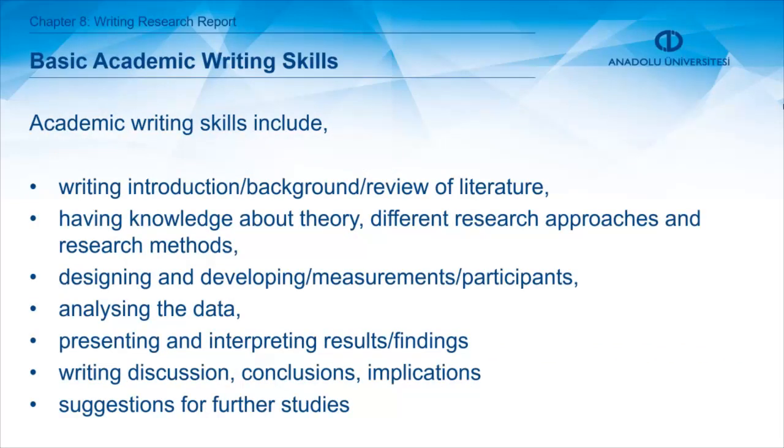First of all, in academic writing, you need to have some basic skills, and these skills should include writing an introduction, background, or review of literature. Your introduction, your background, and your review of literature is probably the most important start of your writing research report. And you also need to have some knowledge about the theory, some different research perspectives, approach, and research methods.